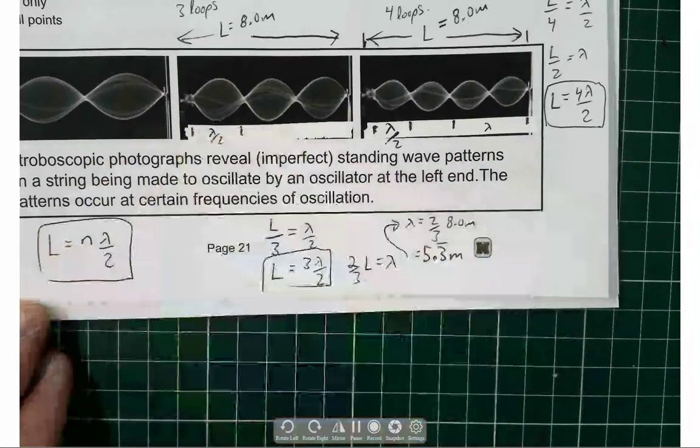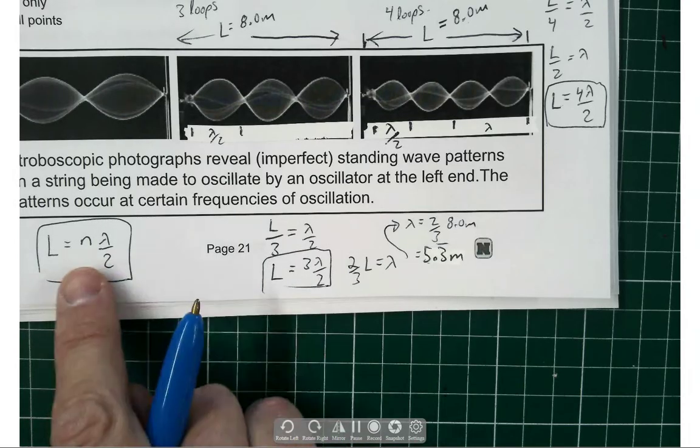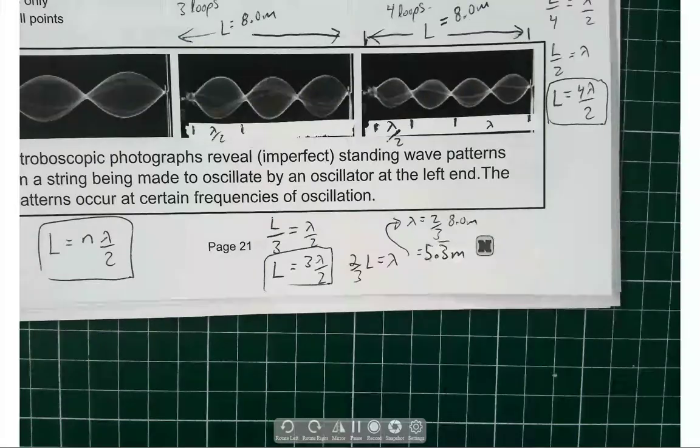That seems reasonable. And you can test this out for any one of these loop diagrams to check that it's going to make sense. That means I should be able to figure out what the wavelength is if I know how many loops there are and how long my string is. That's kind of by inspection. I won't even call that a derivation. That's just some good, honest thinking, you know?